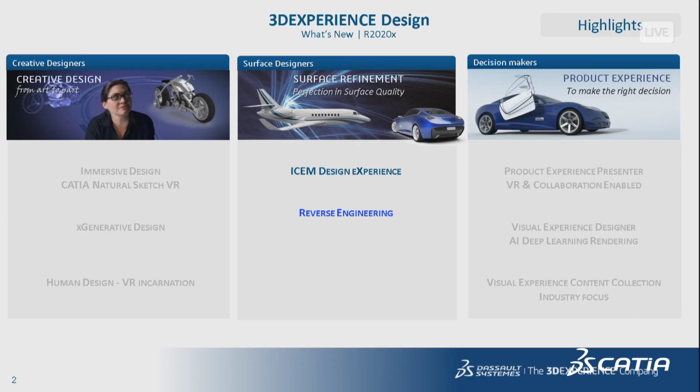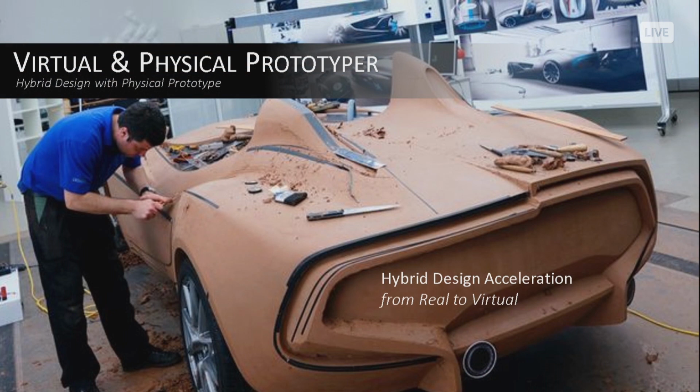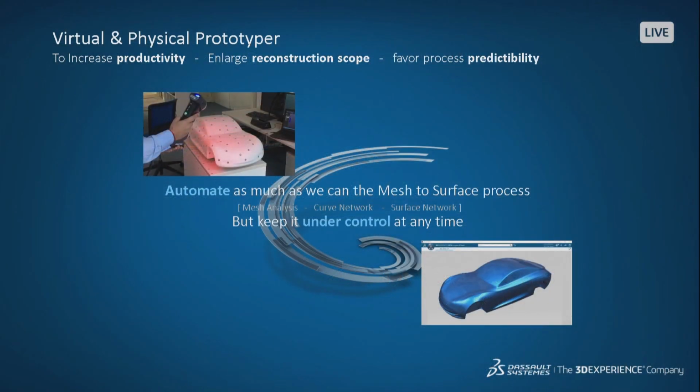Now let's switch to the reverse engineering new capability. As mentioned earlier, we are really working to improve and accelerate the workflow. We really want for reverse engineering to make sure we automate as much as possible the mesh to surface process, and we really want the user to keep the design under control at any time, including the quality of what is being performed.